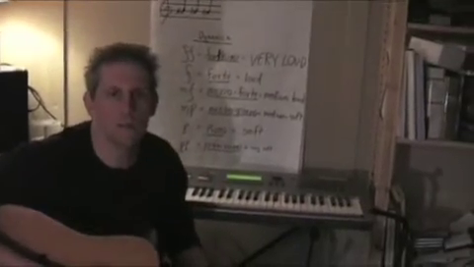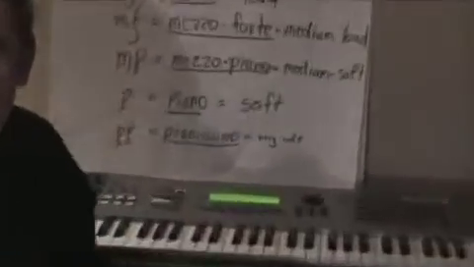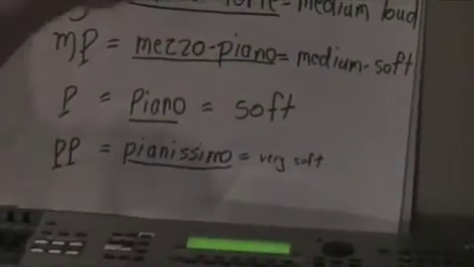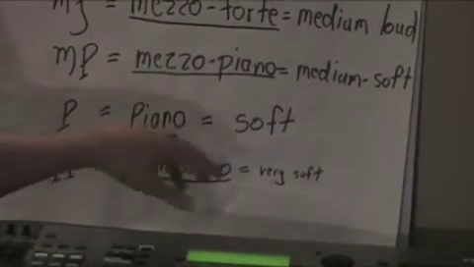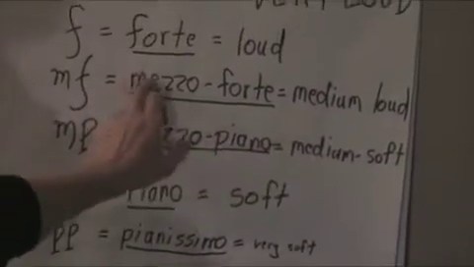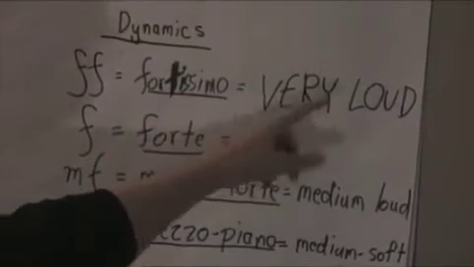So I'm just going to explain the six primary ones and I'm just going to quickly play them on guitar so you sort of hear them. All of these names come from Italian. There's pianissimo, which is very soft. Piano, which is the instrument, but it also means soft. Mezzo piano, medium soft. Mezzo forte, medium loud. Forte, loud. Fortissimo, which is very loud.